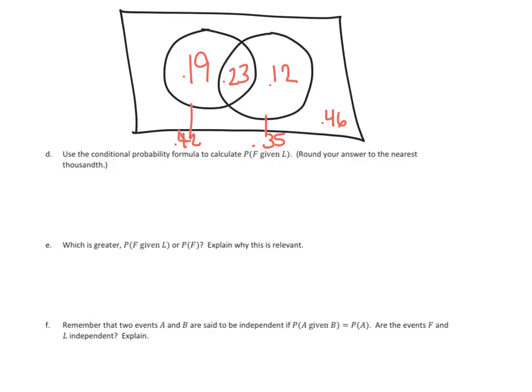Part D says now use the conditional probability formula to calculate the probability of F given L. So again, let me just show you that notation, the probability of F given L. So again, in case they don't say the word given, that's what that vertical line means. So why don't you pause it, try that one on your own, and see if we agree. Good luck.